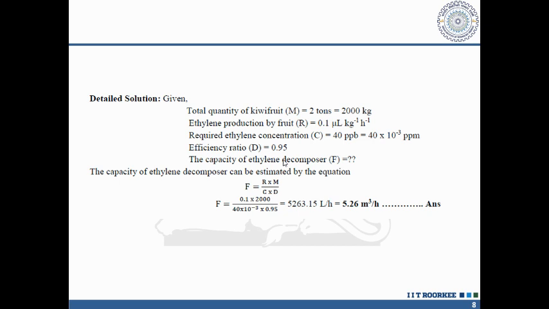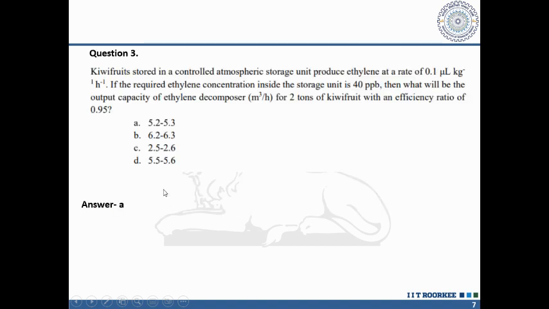So if you solve this equation or this formula, you will get 5263.15 liter per hour. If you convert into meter cube per hour, the answer will be 5.26. So that 5.26 comes under the options 5.23, 5.22, 5.3. So what will be the answer? Option A is the right option for this question. Okay, are you getting this?